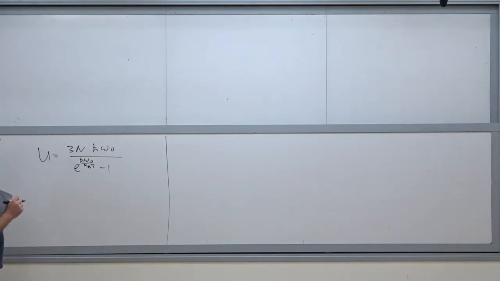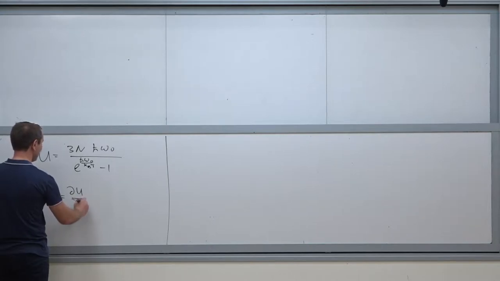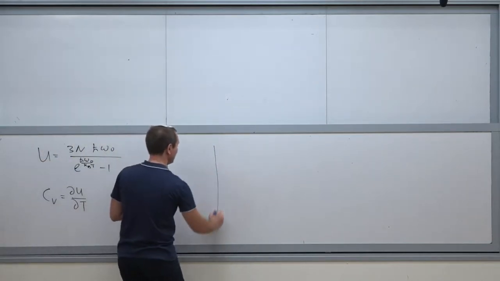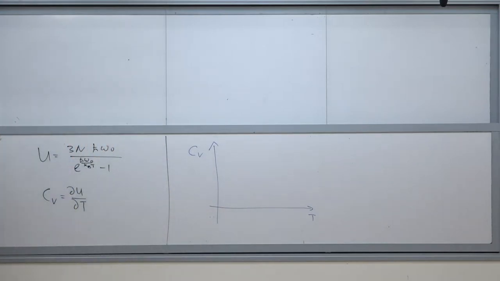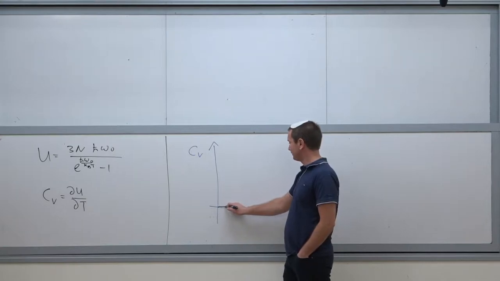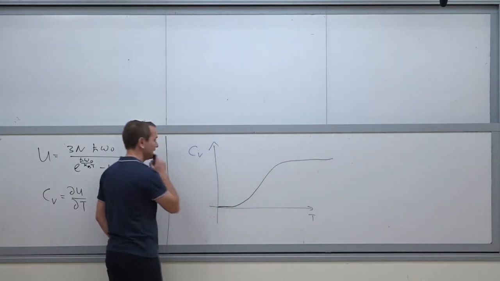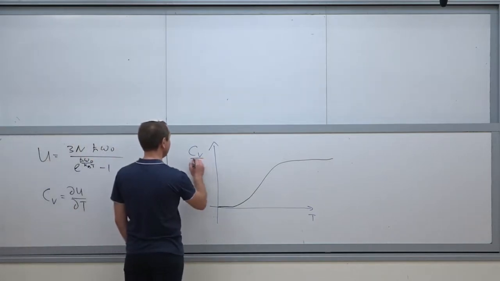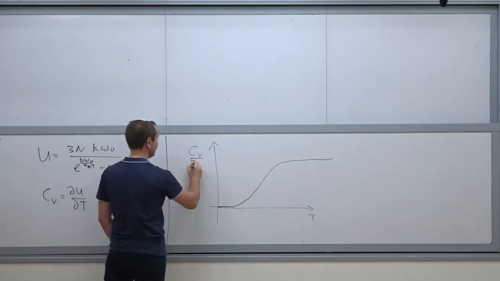And what I told you is that if we look at C_V, which is simply the derivative of U with respect to the temperature, we obtain the following function. So we're looking at the specific heat as a function of temperature. What we will obtain is that for small temperatures, the specific heat goes to zero, right? And it increases as a function of temperature, and eventually C_V saturates at a specific value. You can say C_V divided by 3N is a value which depends only on ω₀ and ħ.